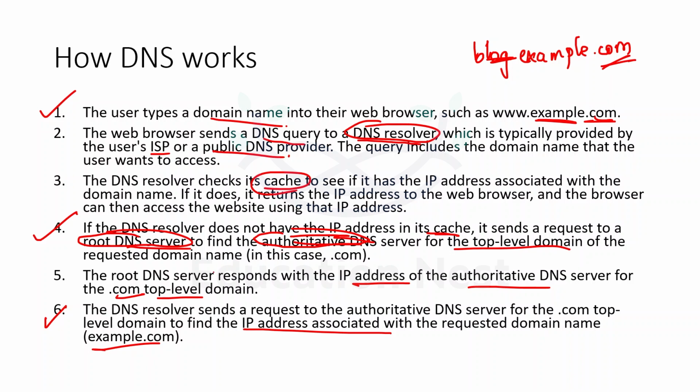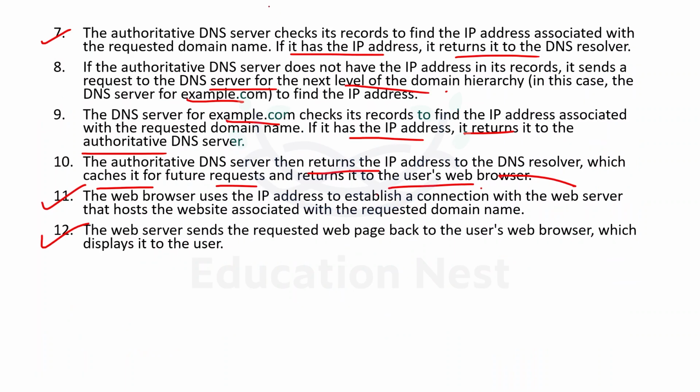Okay, so again, then the root DNS server will respond with the IP address of the authoritative DNS server for .com. Okay, so once it has found the IP address of the authoritative domain name server, then the DNS resolver will send the request to the authoritative DNS server for the .com TLD to find the IP associated with the requested domain, that is example.com. Okay, then what will happen? The authoritative domain will check the record to find the IP address. If it has the IP address, it will return it.